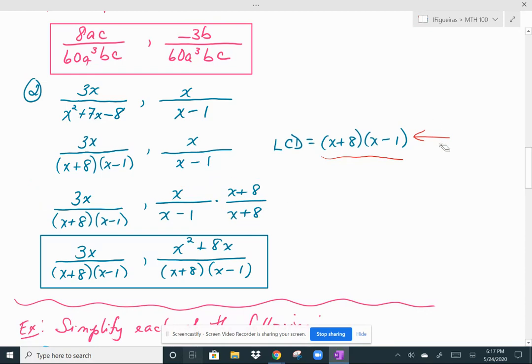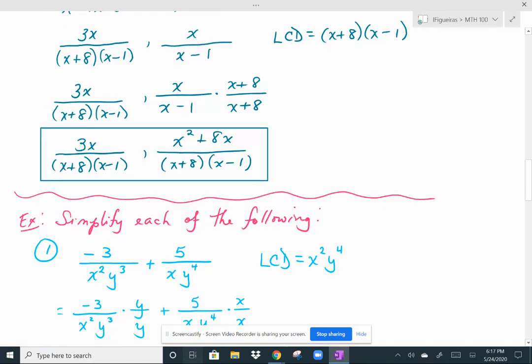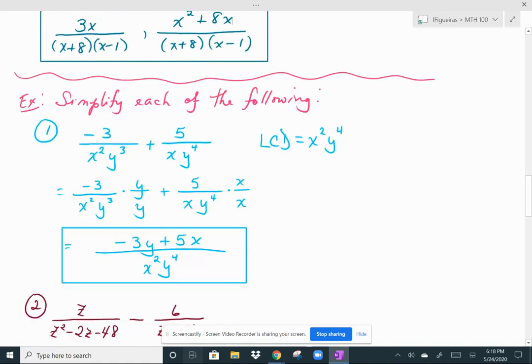Okay, so now that we know how to find lowest common multiples and least common denominators, we can actually start adding and subtracting these rational expressions. So let's look at number 1. We have negative 3 over x squared y cubed plus 5 over x y to the 4th. So first let's identify the LCD. My LCD is x squared y to the 4th.